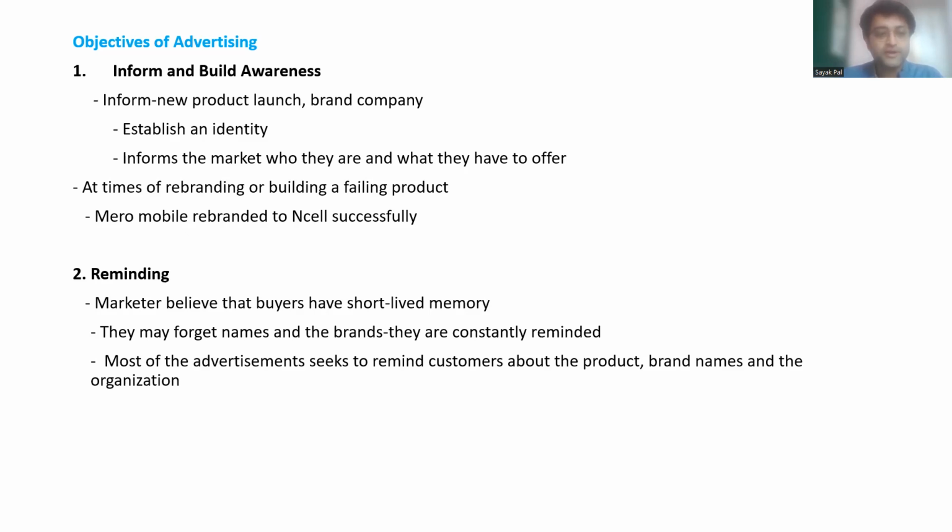The last point under reminding: most advertisements seek to remind consumers about the product, brand names, and the organization. This is again an extension of the reminding objective of advertisement. Even if you decide that I'll not speak so much about my brand, I'll not go gaga about my brand, there are techniques, because if you hit the consumer with the same message over and over and over, consumers will also get frustrated. It might actually end up damaging your brand, damaging your branding activity.